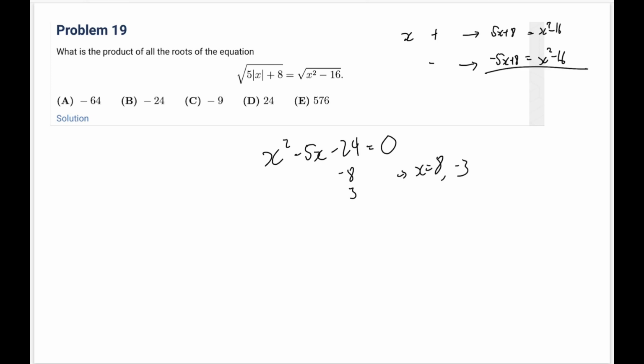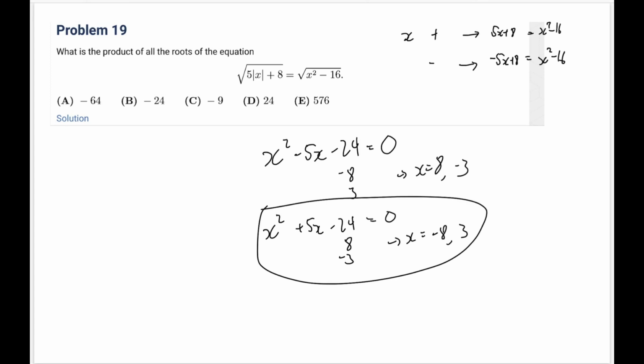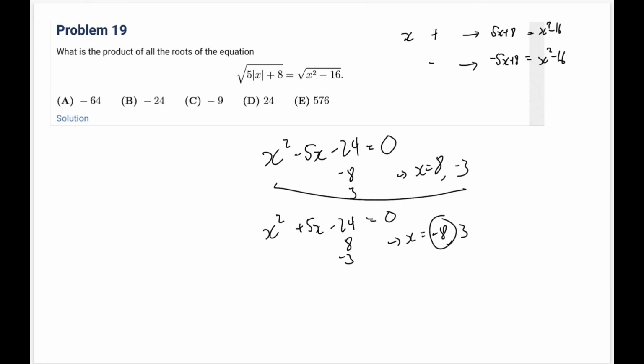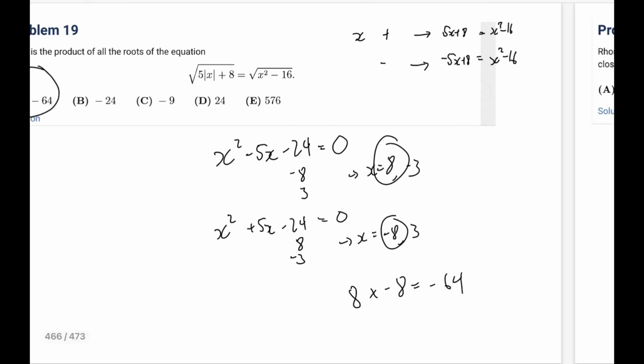And for this one, it will be x squared plus 5x minus 24 equals 0. So this will be 8 and minus 3. So this will be x equals minus 8 and 3. But since this is when x is negative, then it will be minus 8. Since this is when x is positive, then this will be x is 8. So 8 times negative 8 equals minus 64. The answer is A.